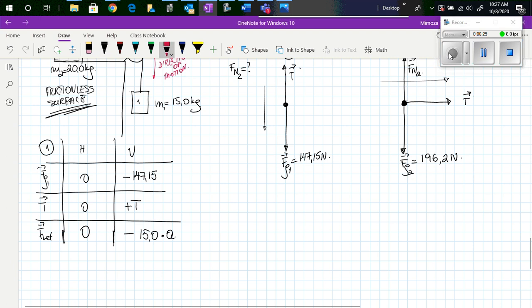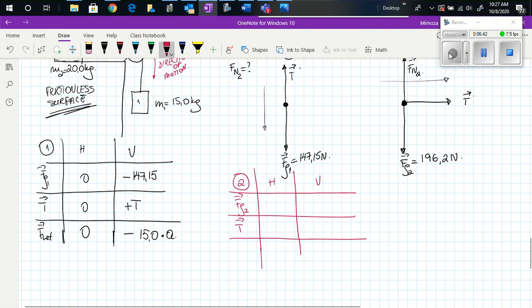For object 2, we will again build the table of components. So for object 2, horizontal and vertical, we have force of gravity 2, we have tension, we have the force normal, and we have force net. After we are done with all the forces, then we write force net. On the horizontal, the force of gravity is 0. On the vertical, it is negative 196.2. Tension in the horizontal is positive T. In the vertical, it is 0.